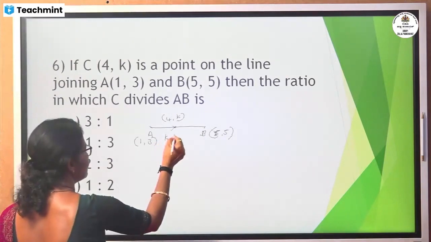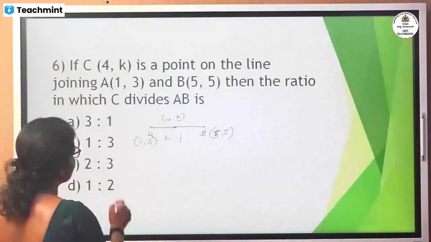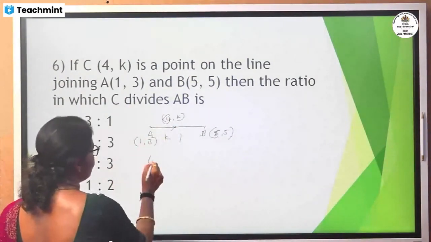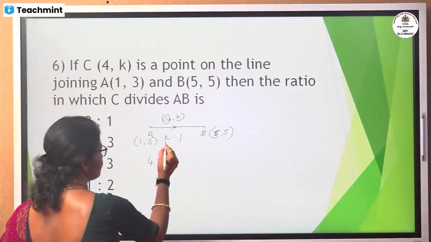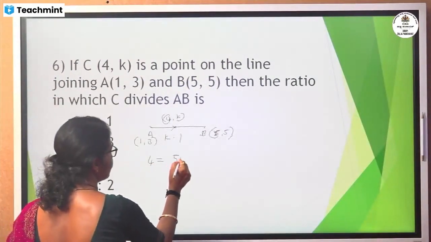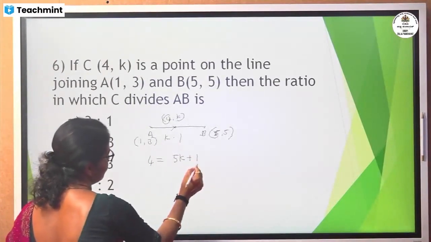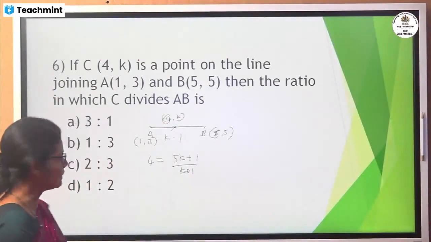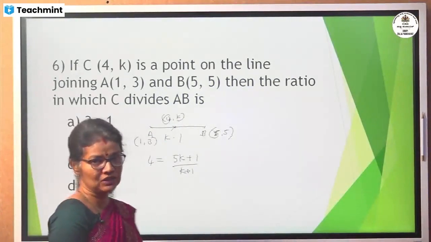Consider the ratio as K is to 1. Use the section formula. Here the x coordinate is known, no? So 4 is equal to, now it is mx2, m is k, so 5k plus nx1, that is 1, divided by k plus 1. No need to write the y coordinate because we need the k value. Only one unknown, so one equation is sufficient.